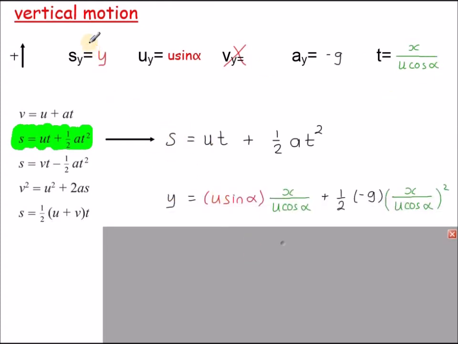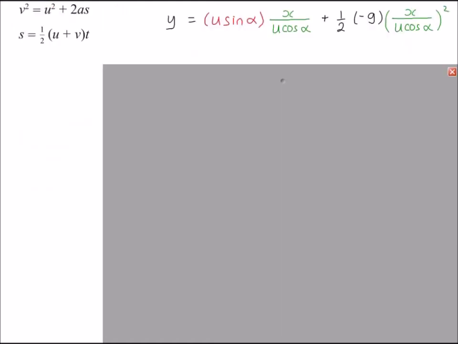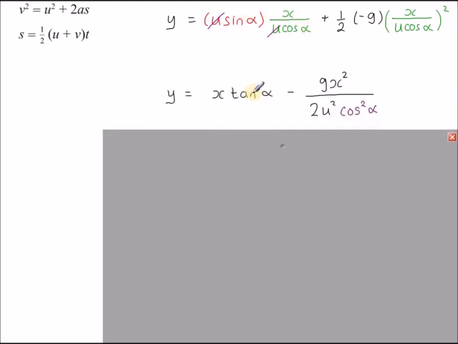So S is y, u sine alpha, t from here, plus half, a is minus g, t squared from here. So we have y as a function of x. We need to simplify all this. This u and this u will cancel. This one's in the denominator. Sine over cos will give tan. So this is the first term.